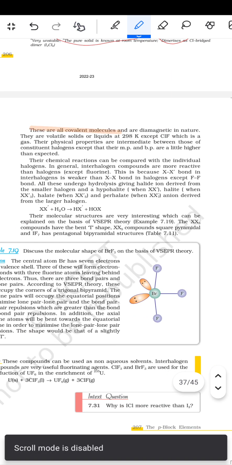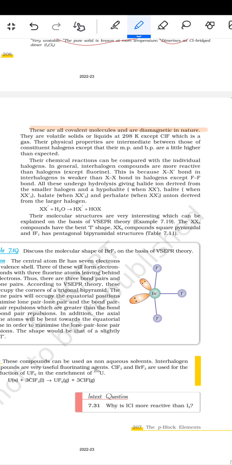These are all covalent molecules and are diamagnetic in nature. They are volatile solids or liquids at 298 Kelvin except ClF, which is a gas. The physical properties are intermediate between those of the constituent halogens, except that their melting points and boiling points are a little higher than expected.